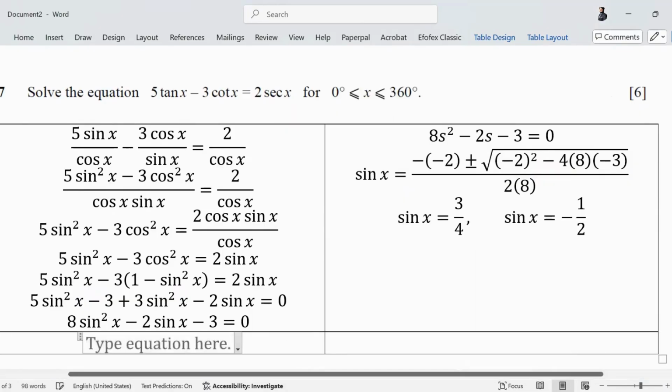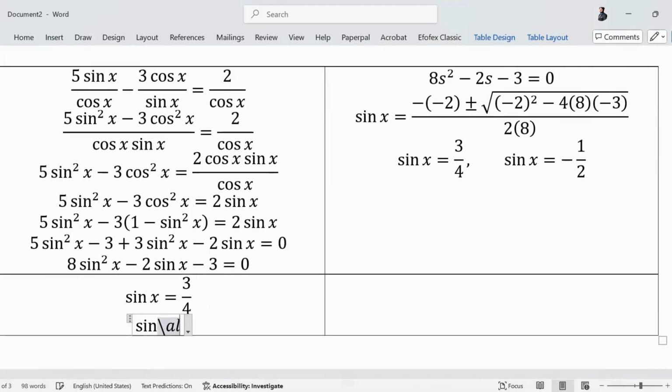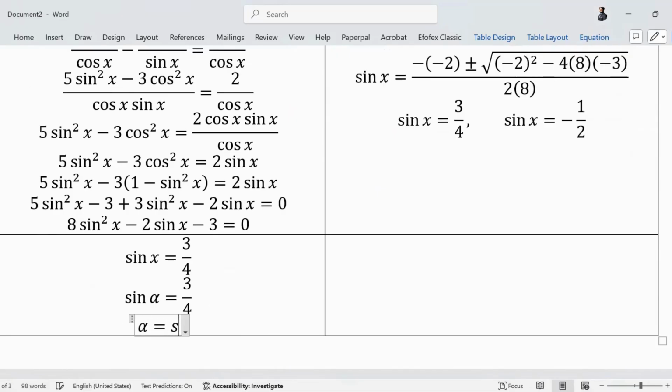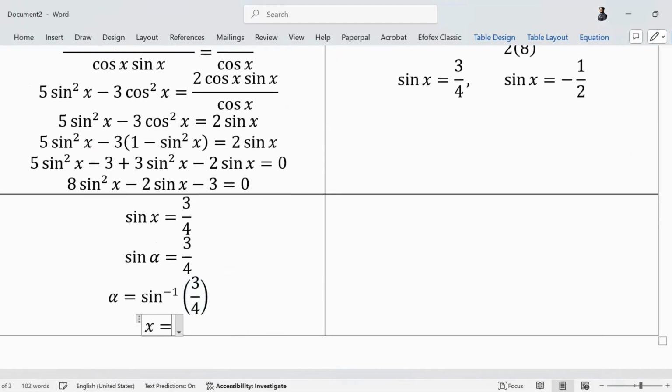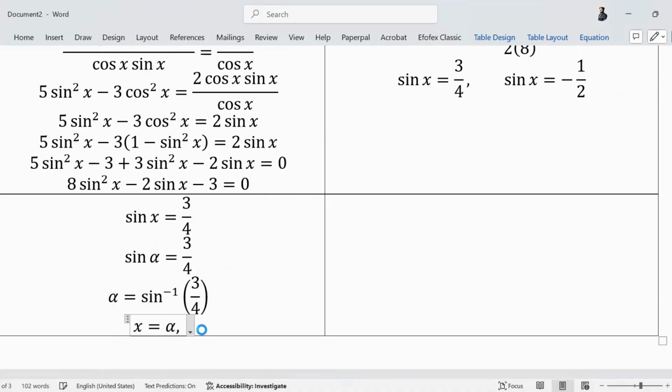So now I'm solving these two equations. Sin x is 3 over 4. The first thing I'll do is find sin alpha is 3 over 4. What is my value of alpha? Sin inverse of 3 over 4. Where will my alpha exist? Because sine is positive, alpha will exist in the first and second quadrant. So x will be either alpha or 180 minus alpha. Tell me the two values of x that you are getting from this one.